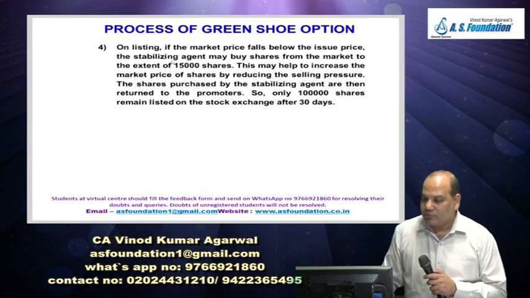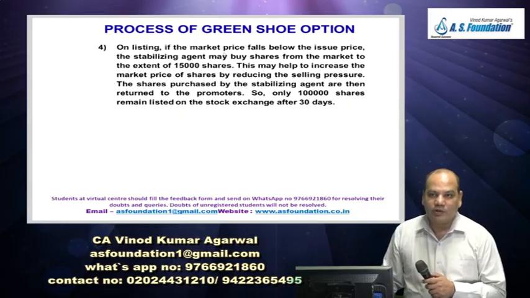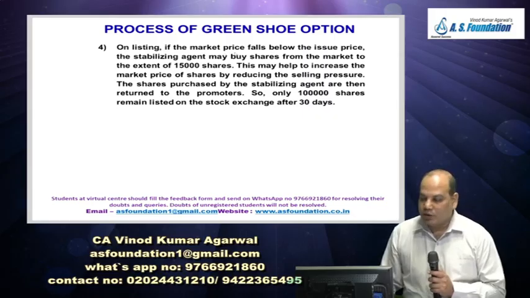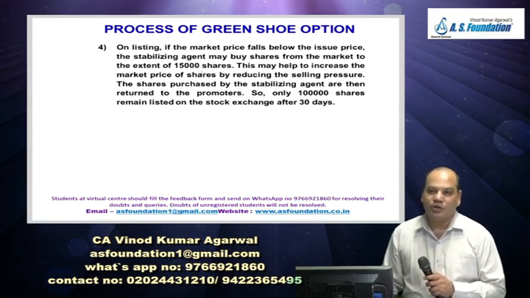On listing, if the market price falls below the issue price, now keep my example in mind and read this sentence. If the market price falls below the issue price, we have assumed the issue price is say 100 rupees and the market price is 90 rupees, the stabilizing agent may buy shares from the market to the extent of 15,000 shares. To the extent of 15,000 shares he will buy, not more than that. This will help to increase the market price of the share.